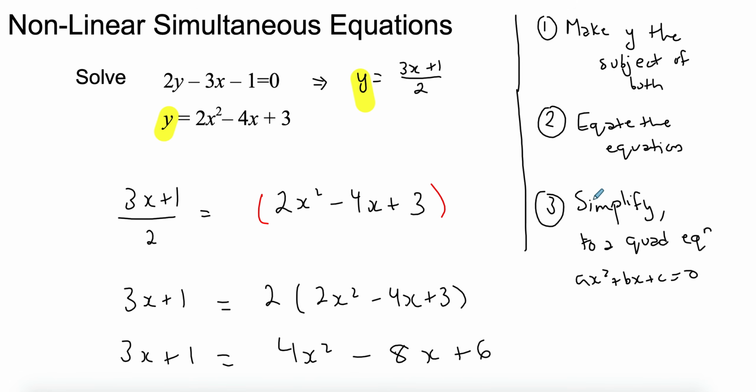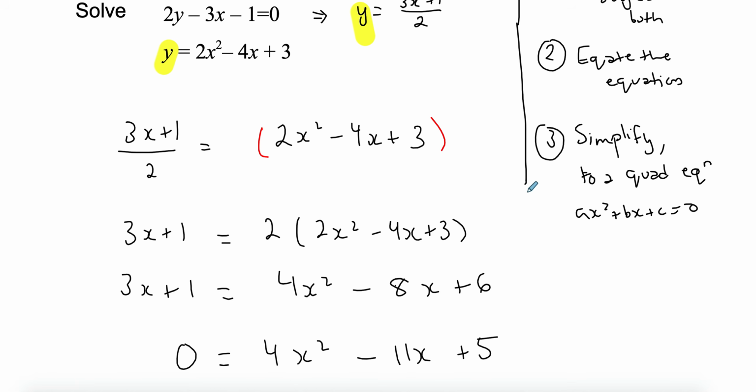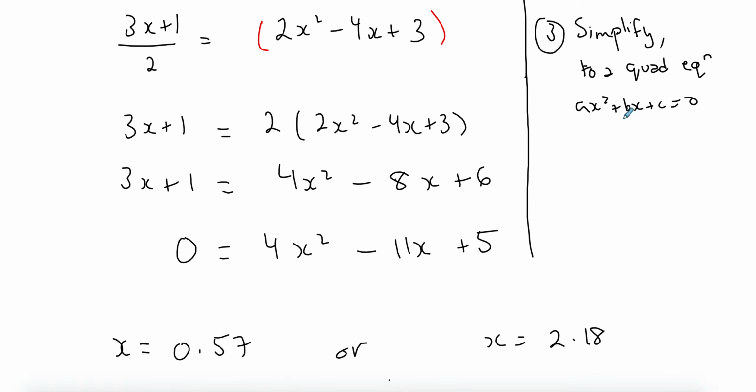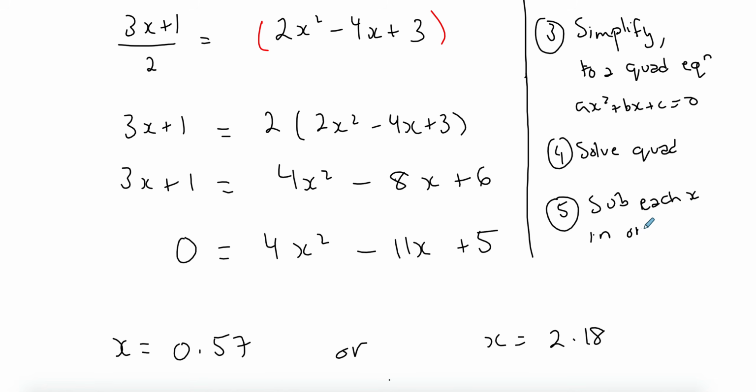So you make y the subject of both, make the equations equal to each other. As soon as you make y the subject, simplify it to a quadratic equation, so something equal to 0. So solve the quadratic, and then your final step is to substitute each x in the original to get y, and those would be your solutions.